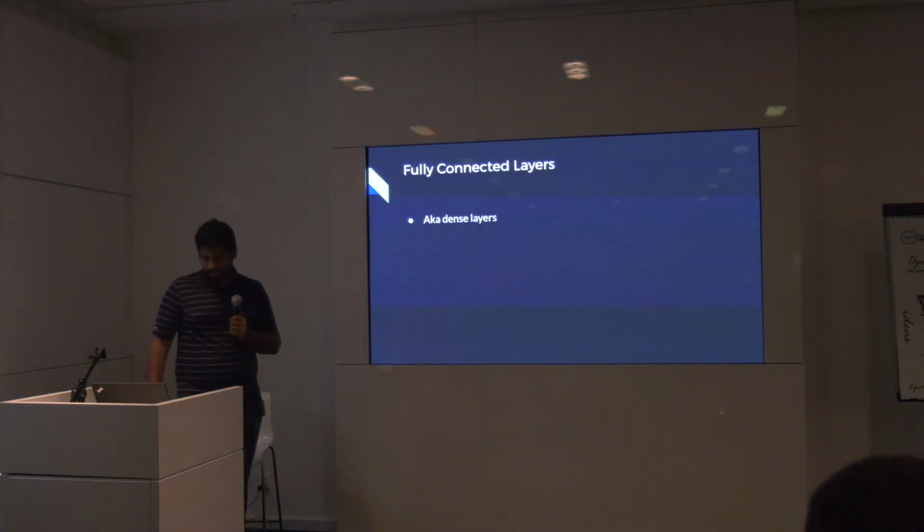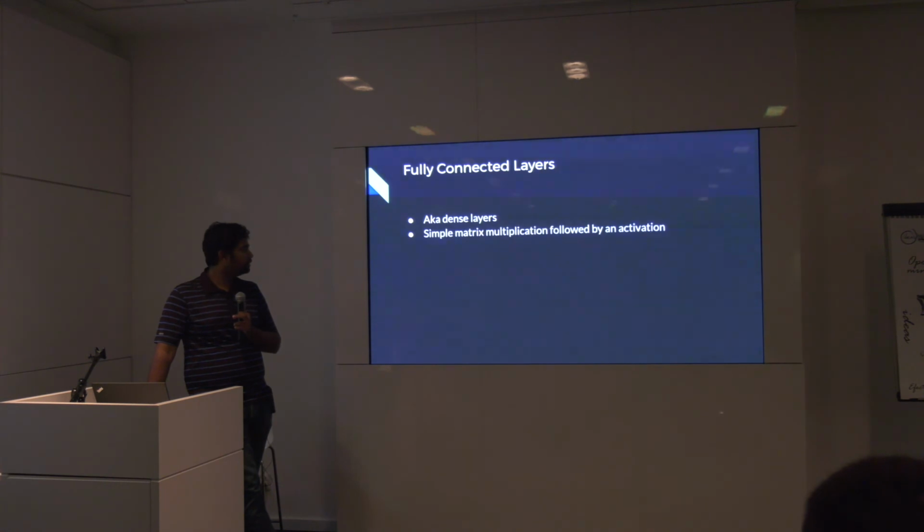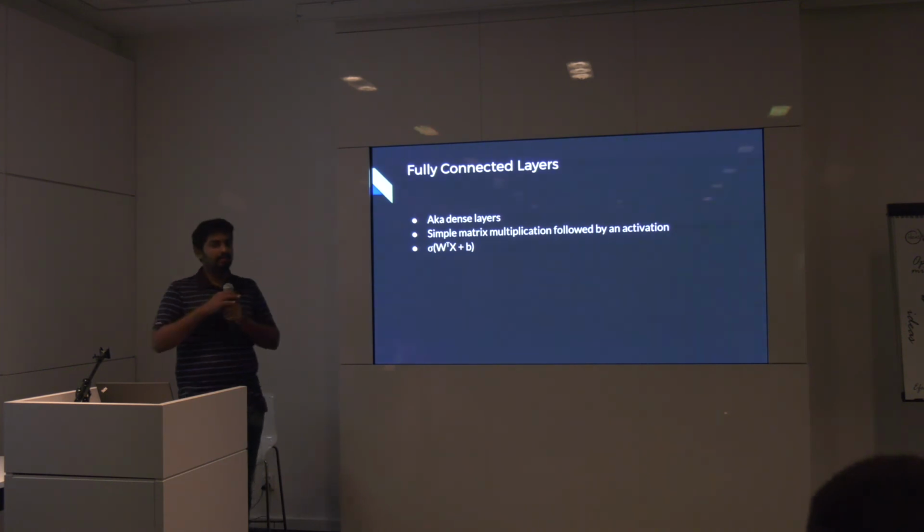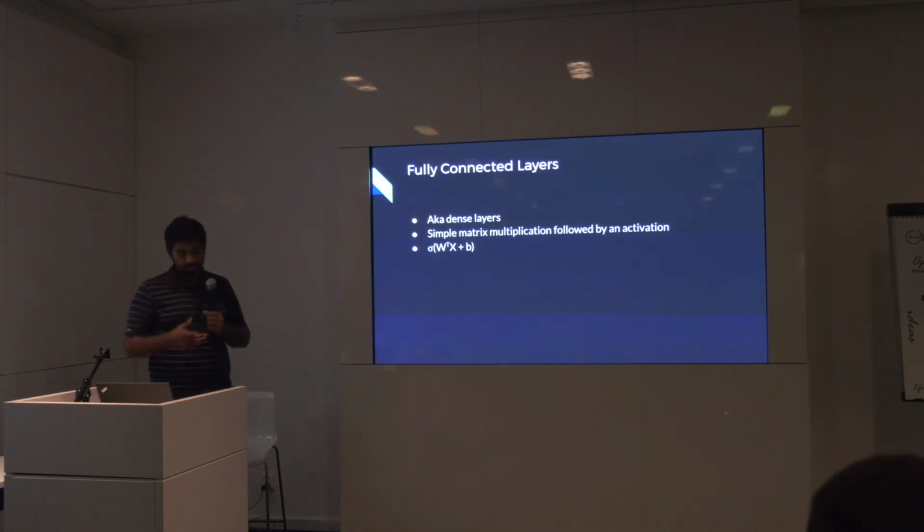And the final thing is something called fully connected layers, or dense layer, depending upon which framework you use. And it's again a simple matrix multiplication followed by an activation. You can write it as sigma times W transpose X plus B, and sigma is an element-wise nonlinearity, like I've shown in the previous slides.